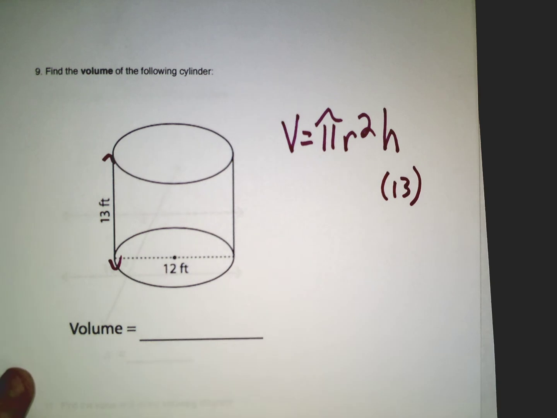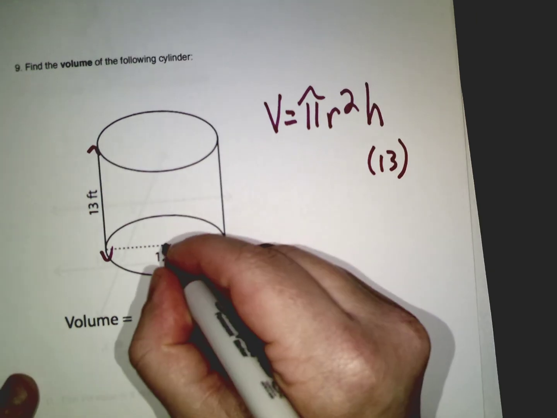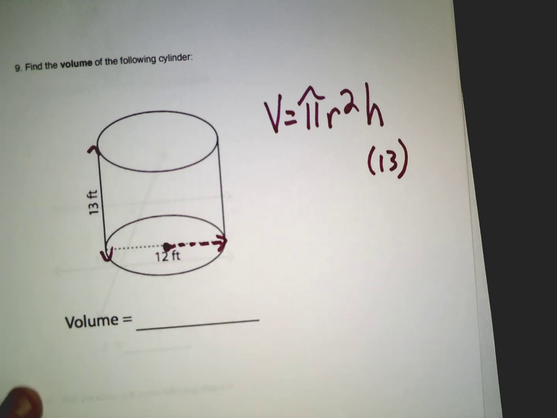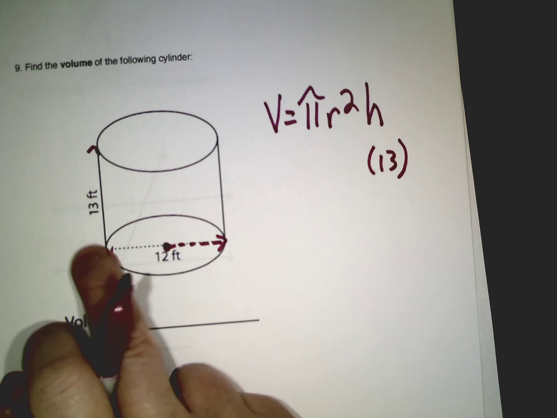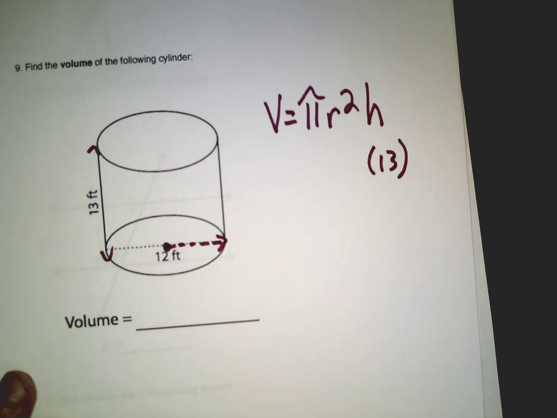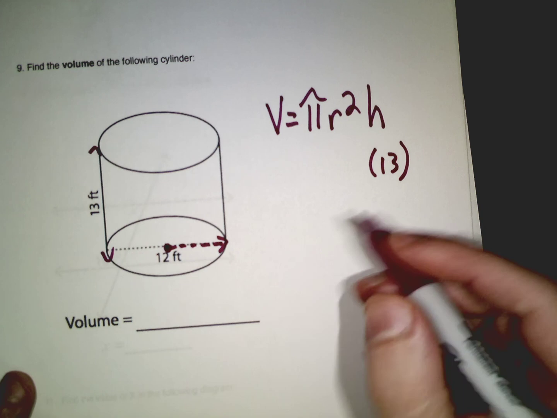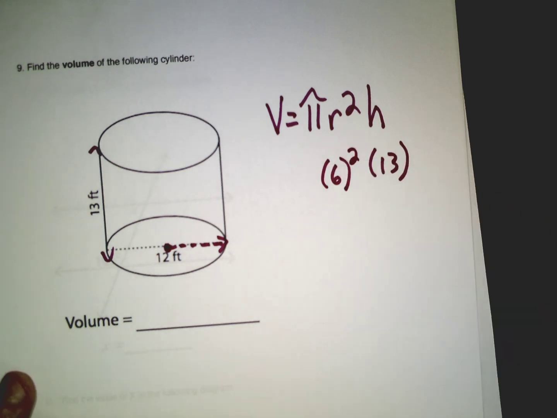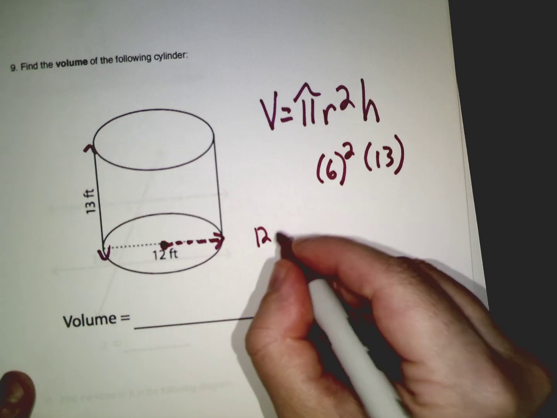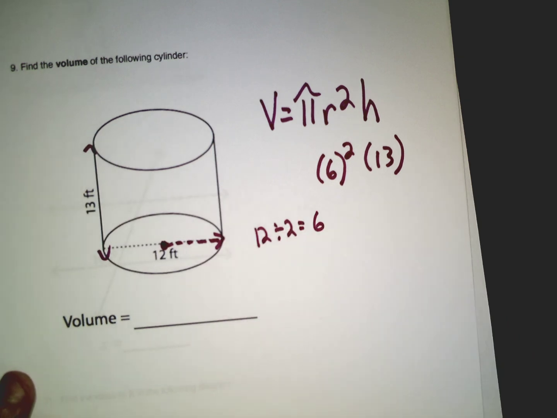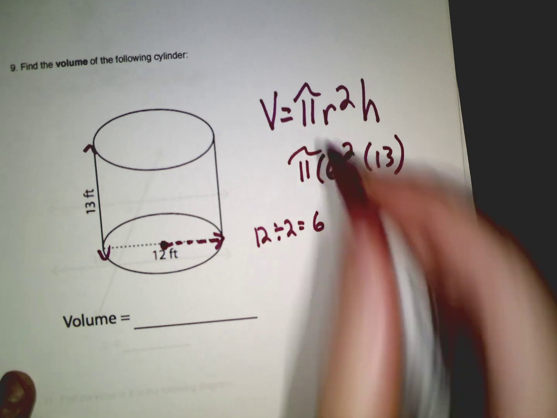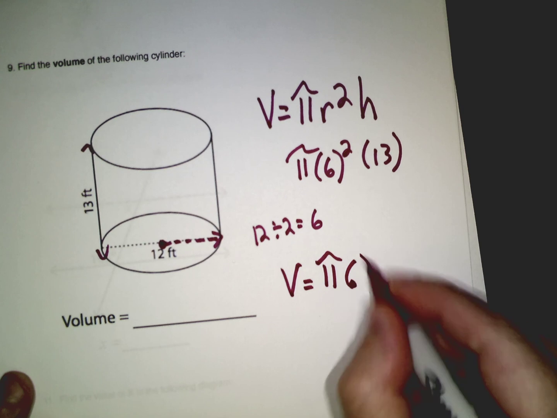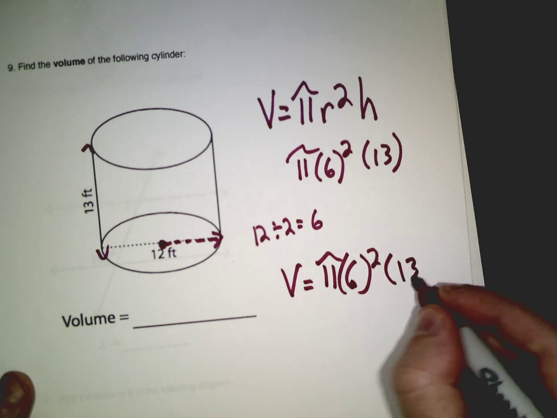The problem is with the r. Now, a radius goes from here to here. Okay? This 12 represents the diameter. So I have to realize that this 12 is really cut in half. And it becomes a 6. So 12 divided by 2 equals 6. Pi. So now I can do this. Pi 6 squared times 13.